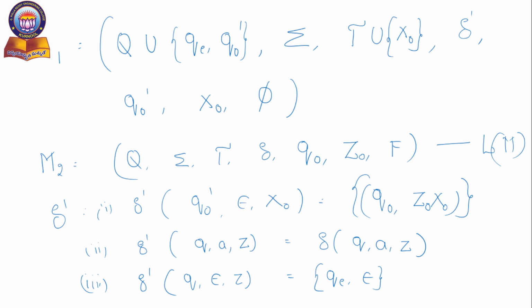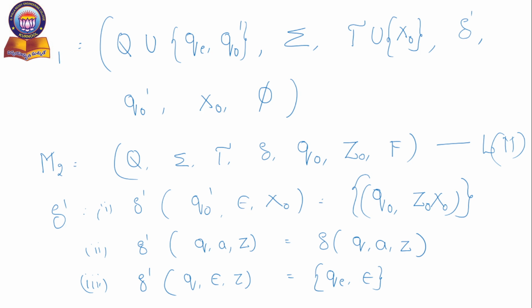I will explain these three rules again. See, first rule is delta prime of Q naught prime, epsilon, X naught is equal to Q naught, Z naught X naught. Here Q naught prime is the initial state of the M1, and without reading any input symbol, by taking the initial stack symbol X naught, we are going to the Q naught state and adding the Z naught to the stack. That means we are entering into the initial configuration of the M2 machine. Now being in the initial configuration of the M2, whatever transitions are happening in the M2, the same transitions will be followed by the M1 machine also.